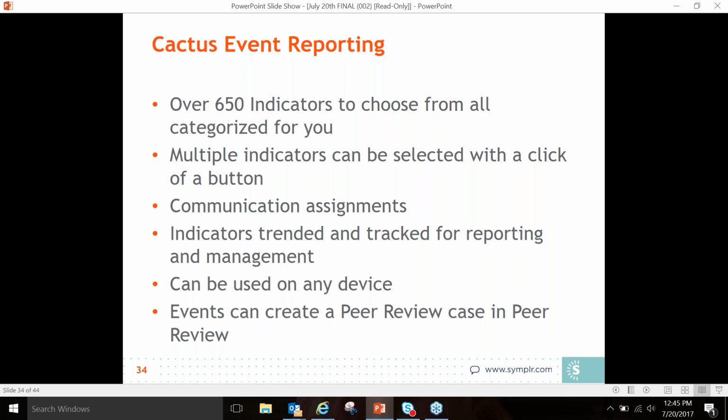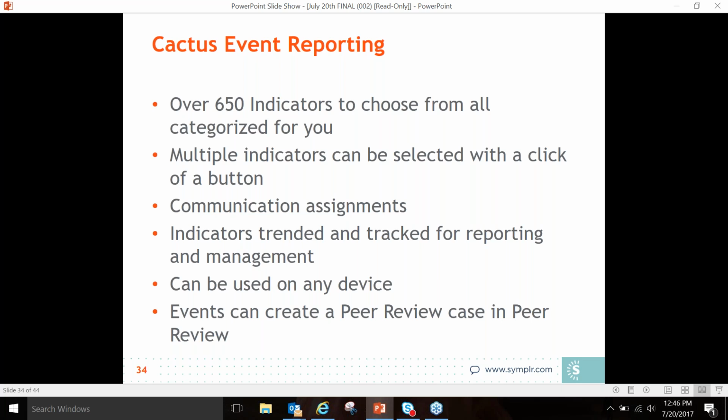We have over 650 indicators and sub-indicators that you can choose from, and they're all categorized for you. So we have like HRQ for PSOs. We have Sentinel events. We have all kinds of different indicators in there, Joint Commission, competencies, FPPE. So whatever you're wanting to analyze or trend or track, you can certainly click on those and pull those in, and then later pull them into your OPPE.